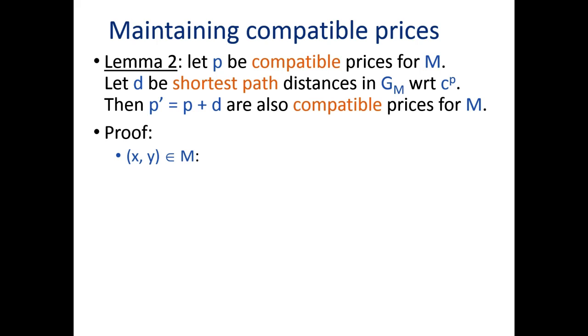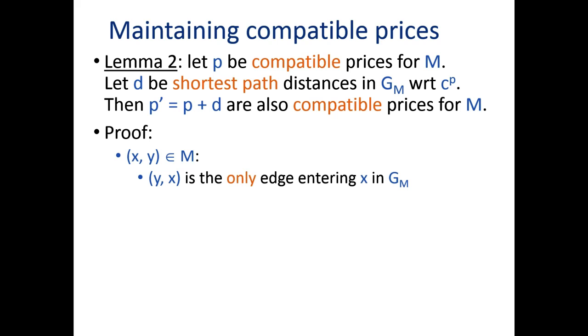So why is it kosher? What does it mean to prove that these are compatible prices? Let's look at an edge in the matching. We want to prove that its cost with respect to c_(p+d) is 0. Because it's in the matching, YX would be the only edge that enters X in G of M. Think about it: X is in G_M, so let's look at this X.